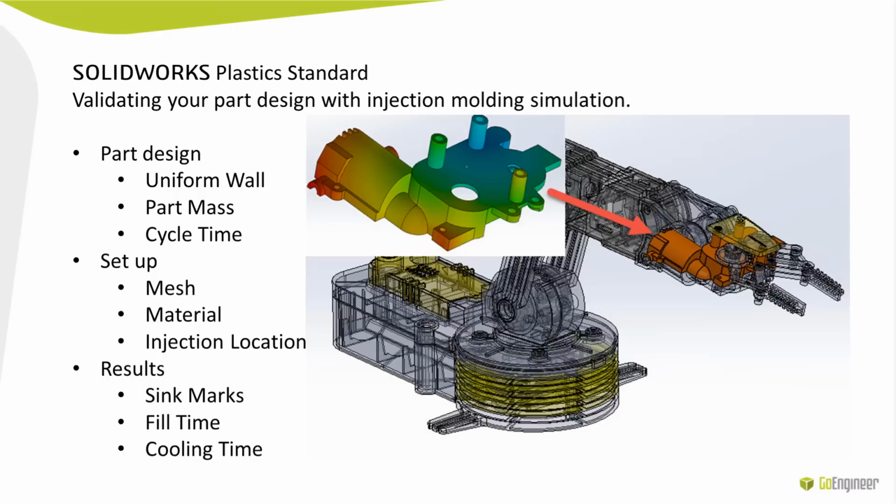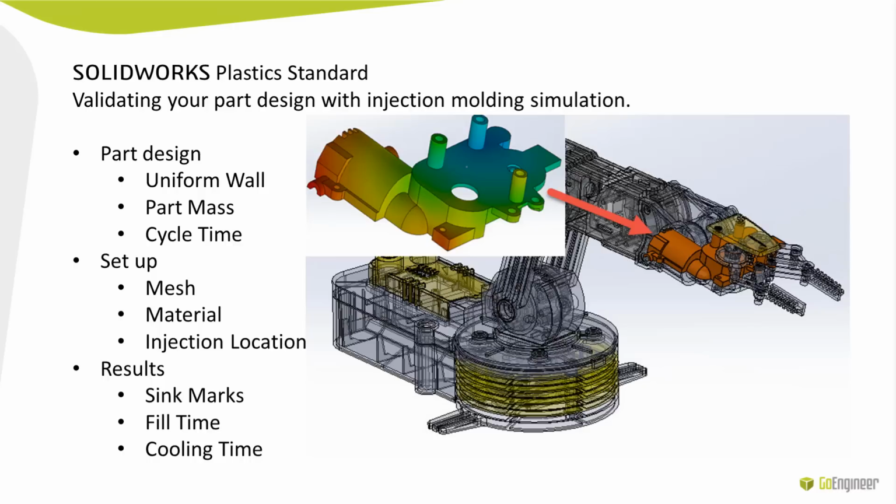Beyond that, I'm going to cover the setup, which includes meshing, the material, and the injection location. When I jump into the software, I'll show you those three things, and that's basically the only three things you really need to set up to do your first initial analysis on an injection molded part. And then finally, we'll concentrate on the results of sink marks, and we'll look at our fill time and cooling time in this part that I'm going to pull out of this robot arm.